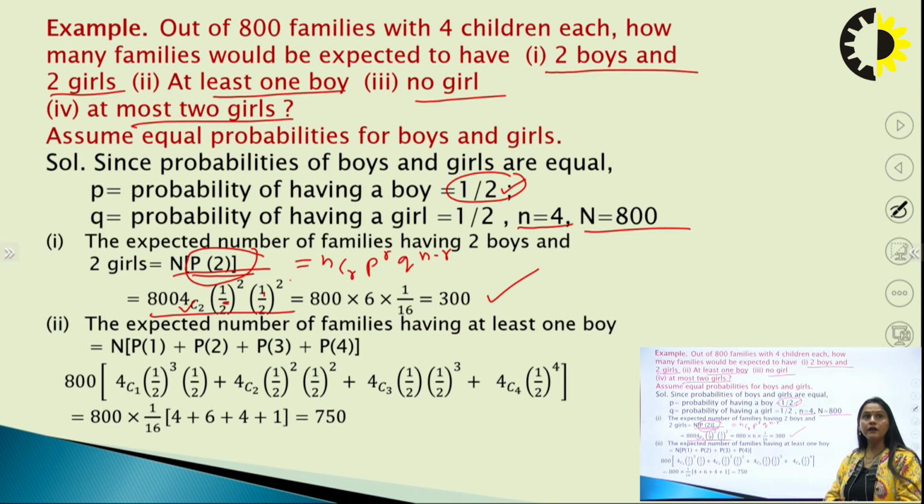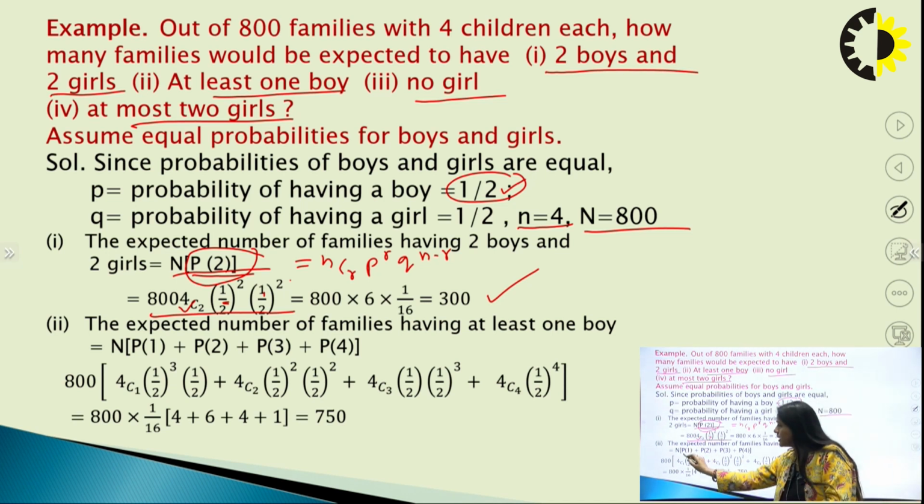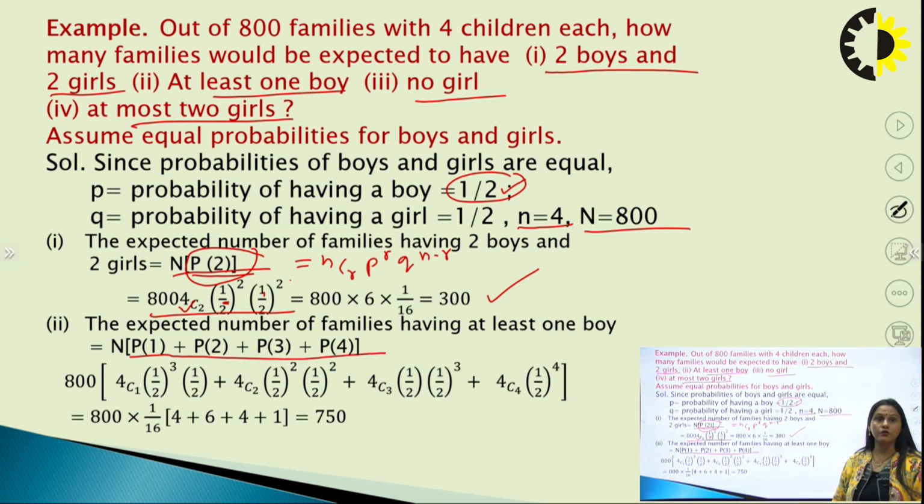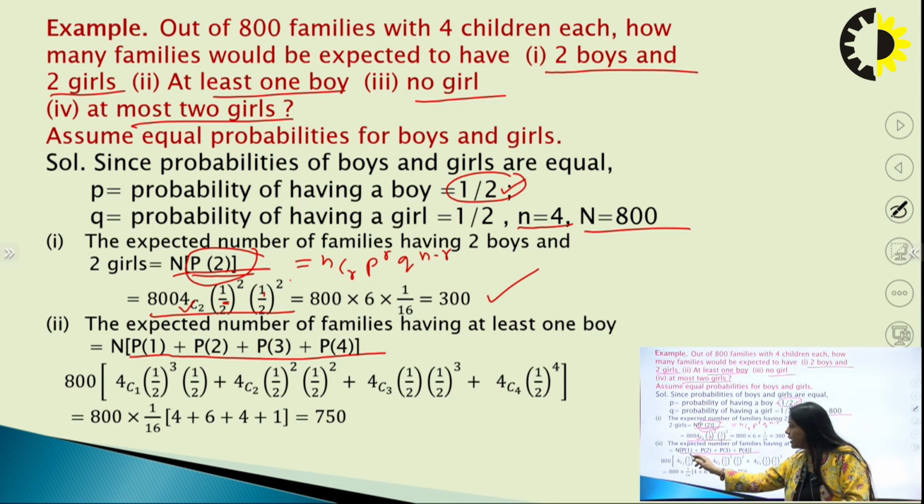The second part is saying at least one boy. At least one boy means there can be one boy, but if there are 2 boys, no problem. If there are 3 boys, no problem, and if there are 4 boys, no problem. So we can have 1 boy, 2 boys, 3 boys, 4 boys, but in every family there must be at least 1 boy. So we will add all the probabilities and multiply it once again by 800.